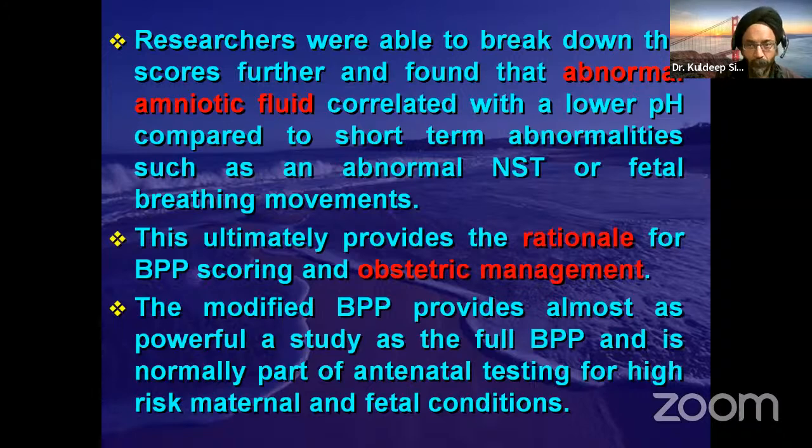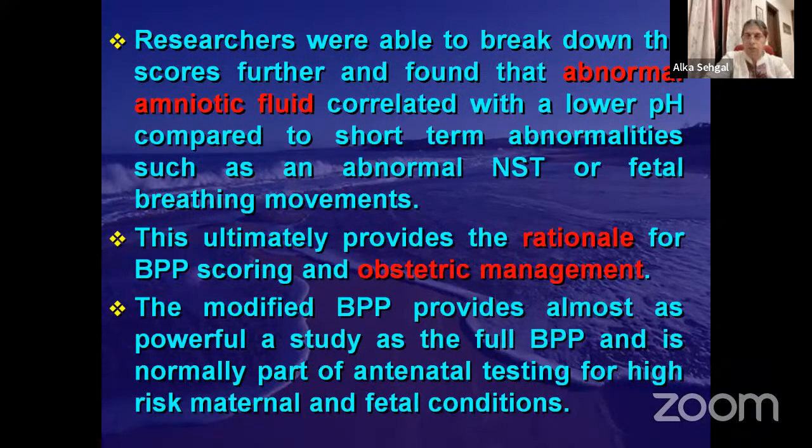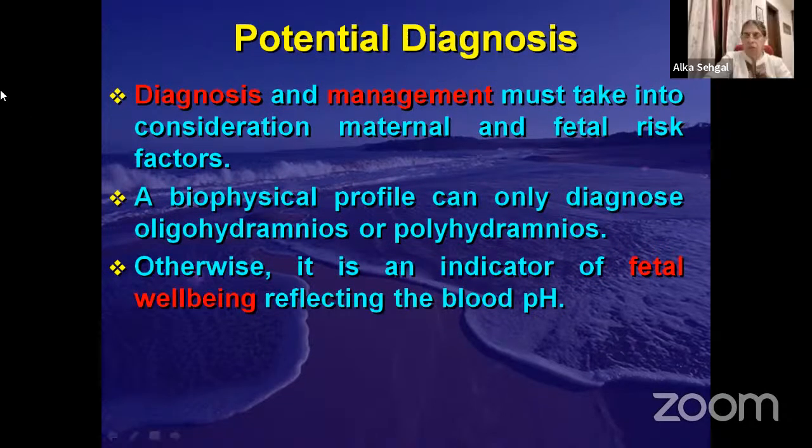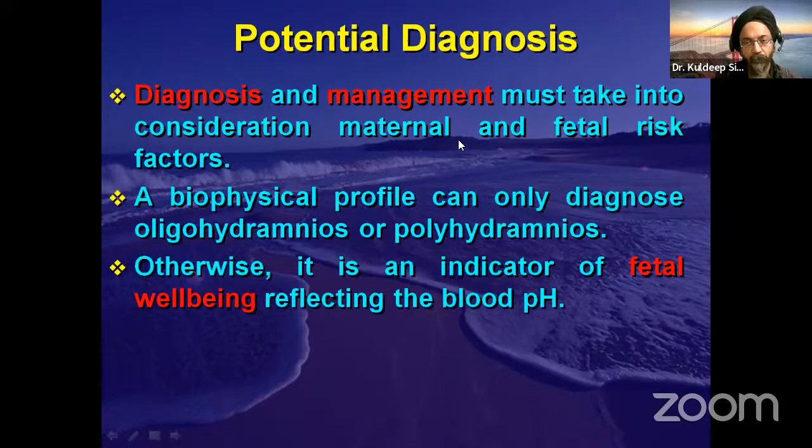Now, what we're looking at is an abnormal amniotic fluid. Lower pH compared to short-term abnormalities such as an abnormal NST or fetal breathing movements. So we need to be watchfully looking at, I'll tell you, if you're looking at a score of 6, how it's going to be telling us about how fast we need to deliver. The diagnosis and management need to take into consideration maternal and fetal risk factors.